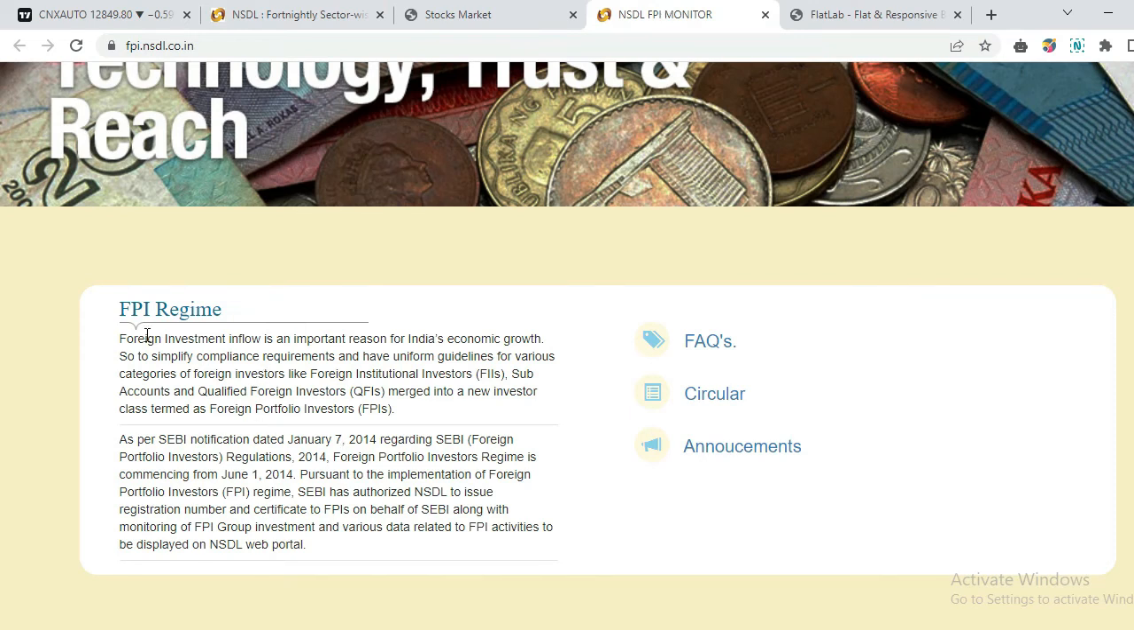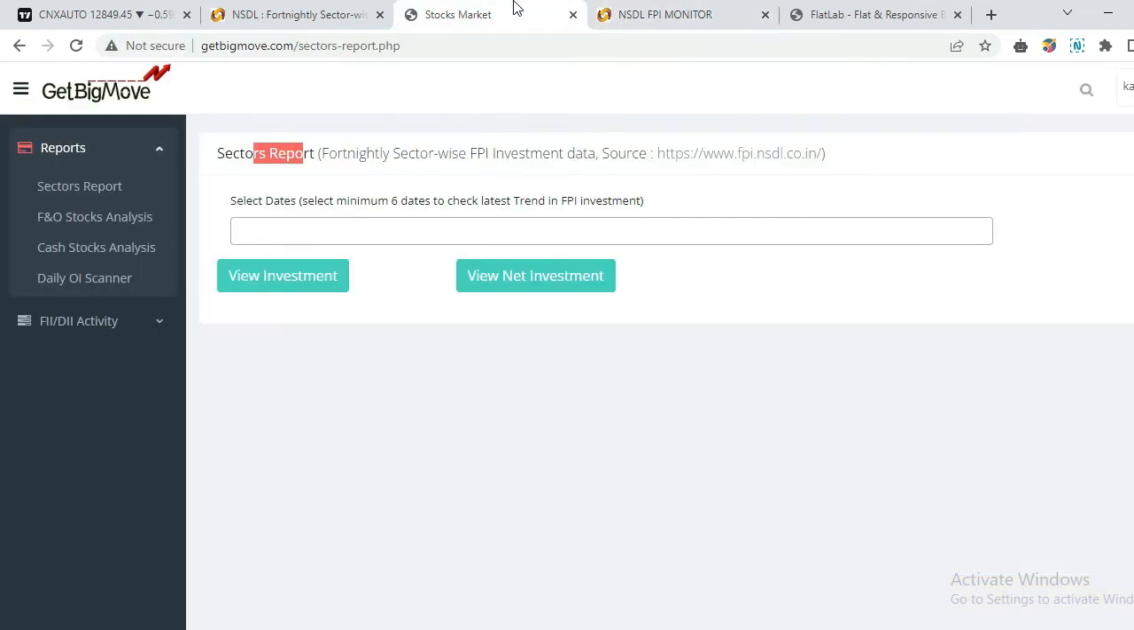Before starting, I just want one minute of your time so that you know what FPI is. FPI is foreign portfolio investment, which includes all types of investment coming from outside India, including foreign institutional investors, sub accounts, qualified foreign investors, etc.